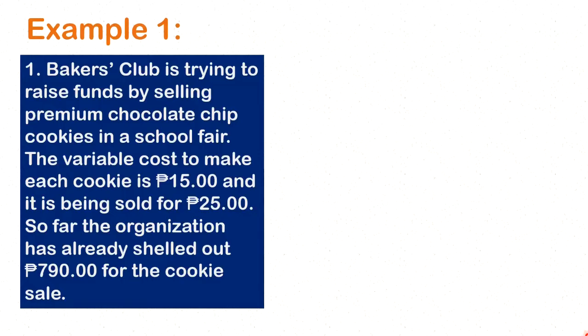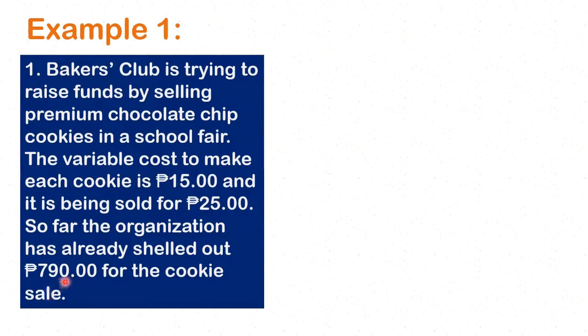So this is our first problem. The Baker's Club is trying to raise funds by selling premium chocolate chip cookies in a school fair. And then we have the following amounts. The variable cost to make each cookie is 15 pesos. Yung variable cost, nagbabago-bago yan. Kaya nga siya variable. And magkano binibenta ang isang cookie? Sabi dito, 25 pesos. Okay? And then so far, the organization has already shelled out 790 pesos for the cookie sale.